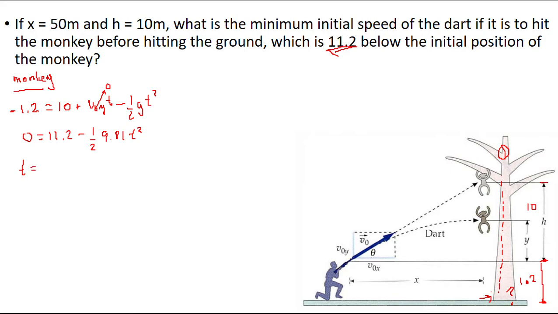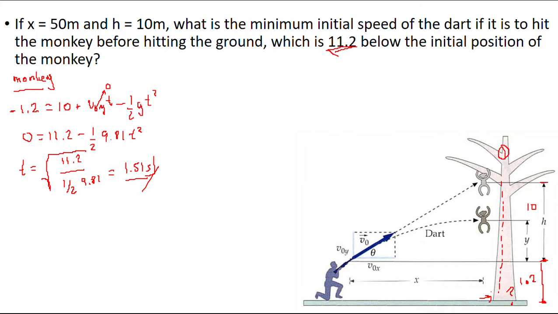If we solve for t squared, we get that t is equal to the square root of 11.2 over a half of 9.81, which is 1.51 seconds. Okay, so that's the first thing we need to know. It takes 1.51 seconds for the monkey to touch the ground. So the dart should hit it before those 1.51 seconds. Let me change colors and keep on working.